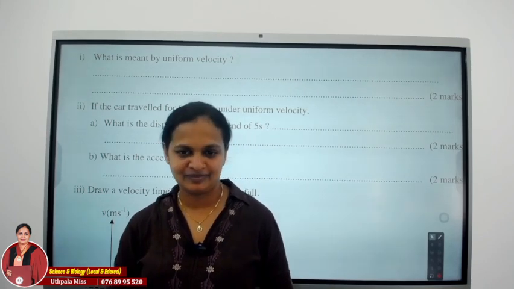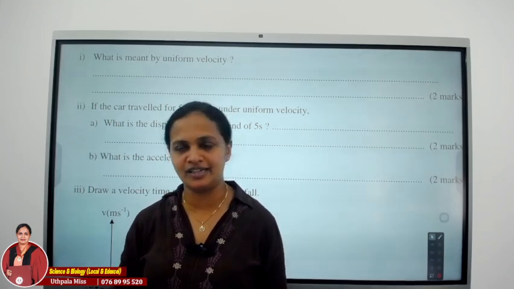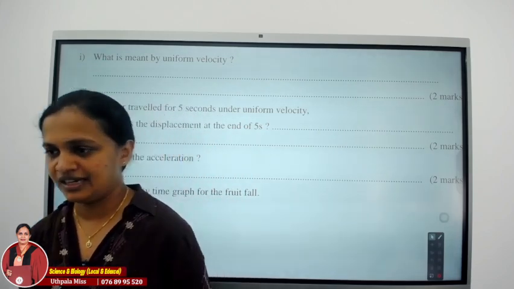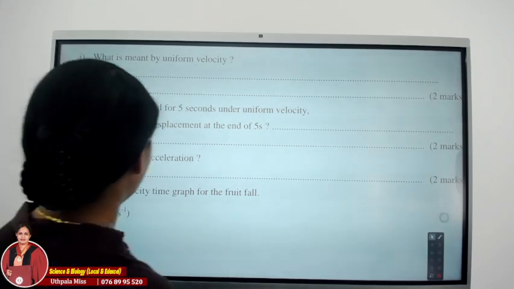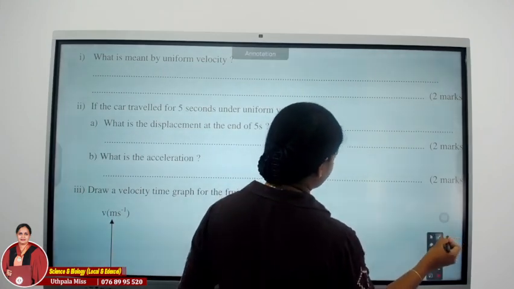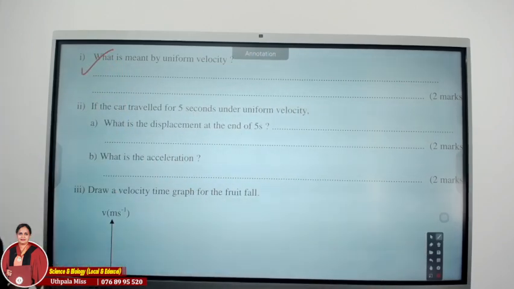A motion in the same velocity. A motion in the same velocity, right? A motion in which the velocity does not change. Then you can call it a uniform velocity. When an object moves at the same velocity, as you told, then it can be called a uniform velocity.